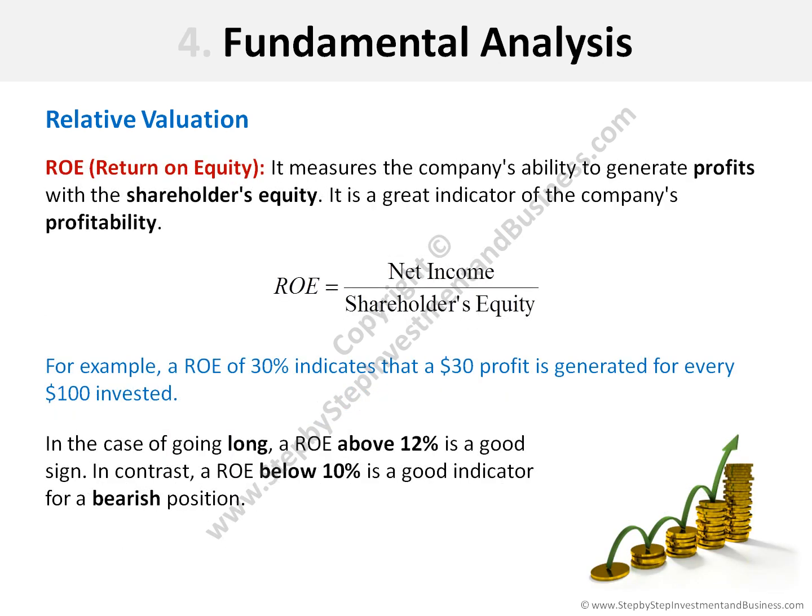Another parameter, very important to analyze, is called return on equity, whose acronym is ROE. The return on equity measures the company's ability to generate profits with the shareholders' equity. It is a great indicator of the company's profitability. The return on equity is calculated as the net income divided by the shareholders' equity. For example, a return on equity of 30% indicates that a $30 profit is generated for every $100 invested.